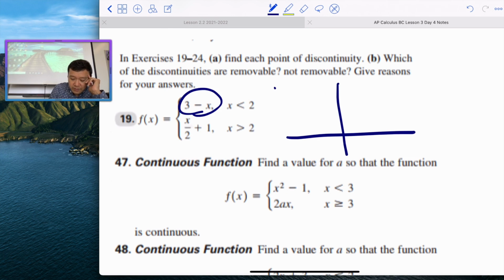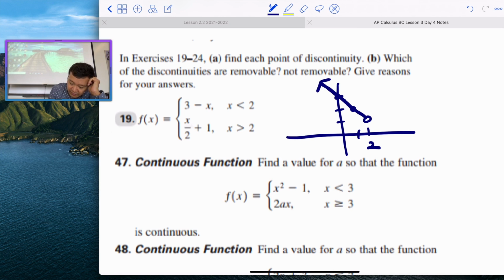3 minus x would just be a line that has a slope of -1, on the left side of the x value 2. So when x equals 2, 3 minus 2 would be 1. It's an open circle and then has a slope of -1. Gosh, not the best graph. 3 minus 2 would be 1, open circle right there. 3 minus 1 would be 2. And then 3 minus 3 would be 0.